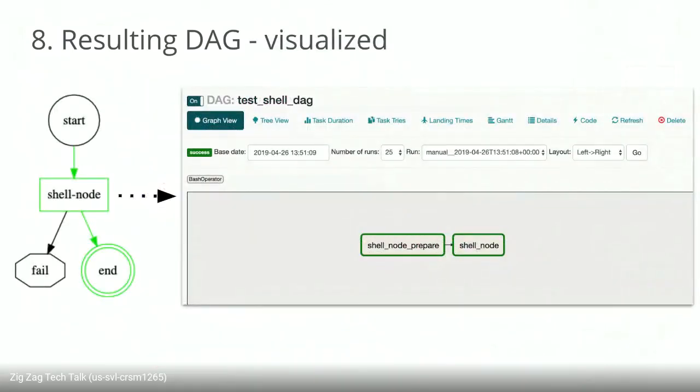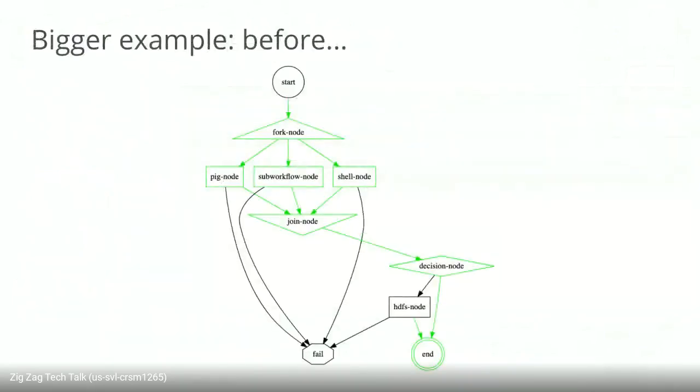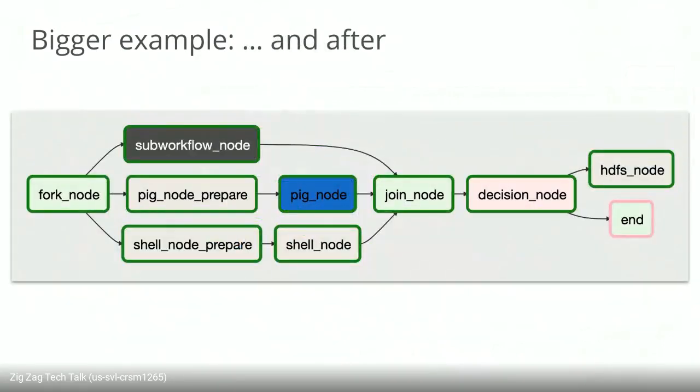So just to show you that's what it looked like before, the visualization from Oozie, and on the right you can see what it looks like in Airflow. Of course, this is a simple example, so to make it more interesting, this is a more sophisticated example with multiple actions, and this is the Oozie version, and this is what it looks like after the conversion.